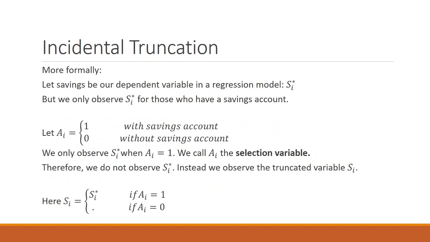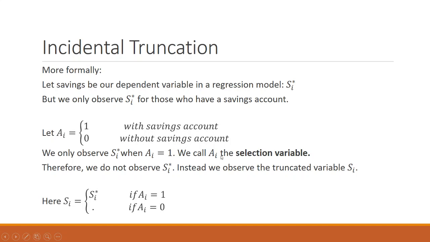All right. Making this a little bit more formal, let savings be a dependent variable in a regression model. So S star is the true savings. But we only observe S star for those who have a savings account. Let A be this other variable, the savings account variable, the variable that determines whether or not we observe the data. A equals 1 if they have a savings account, and A equals 0 if they do not have a savings account. So we only observe S star when A equals 1.